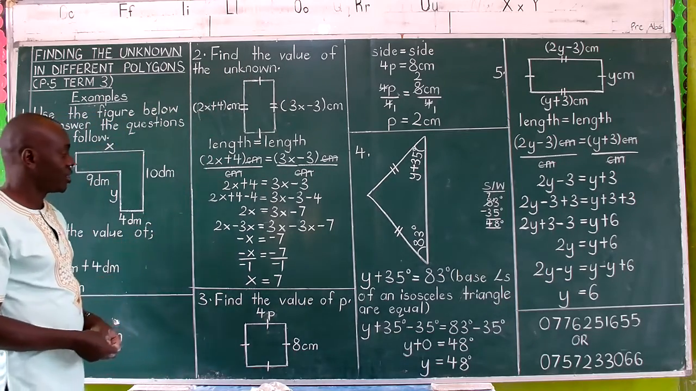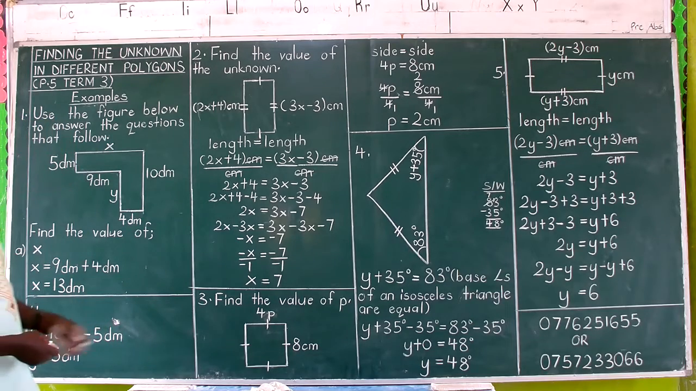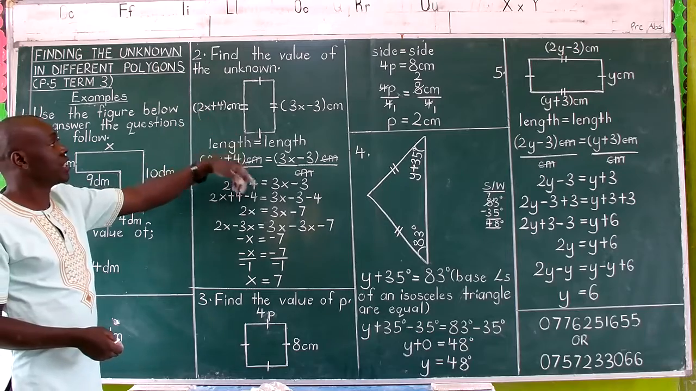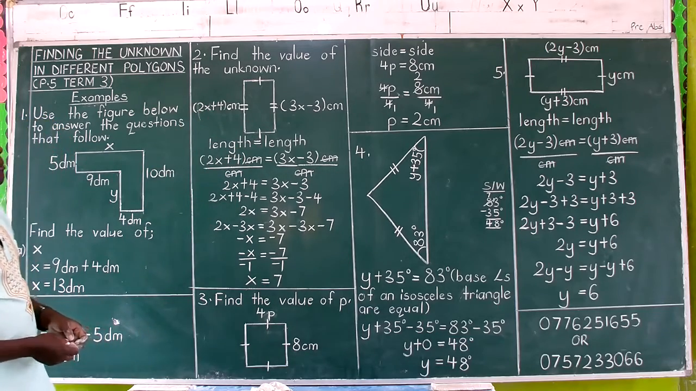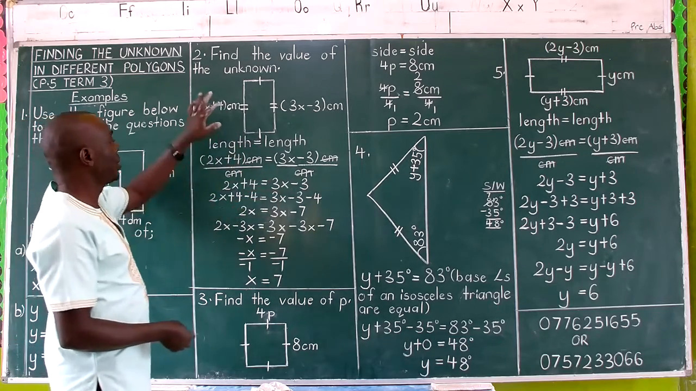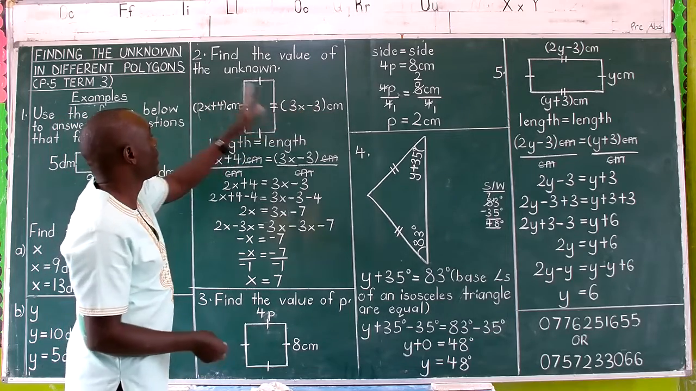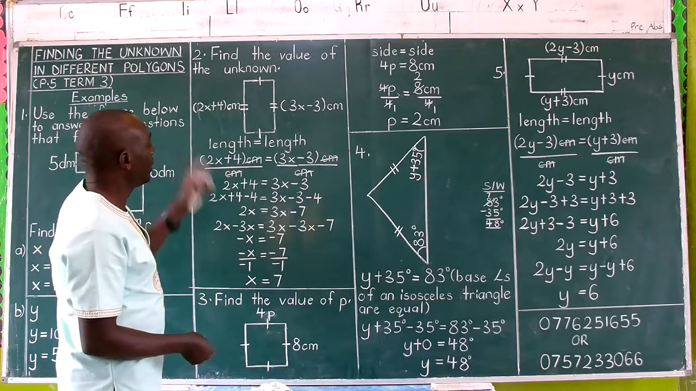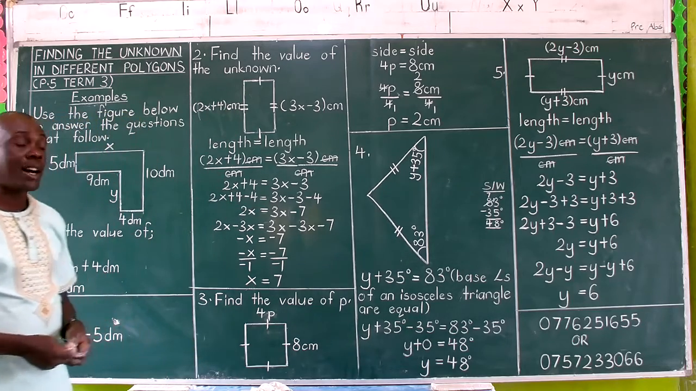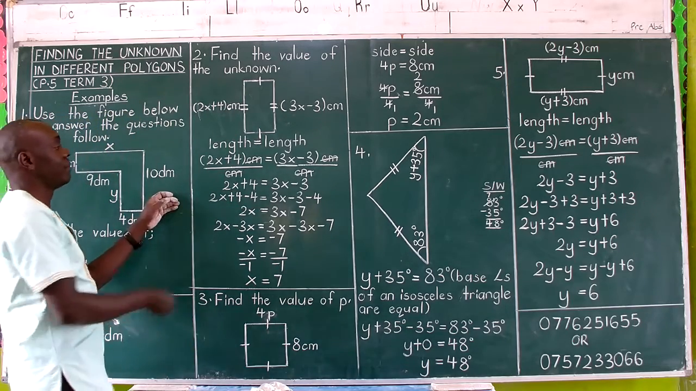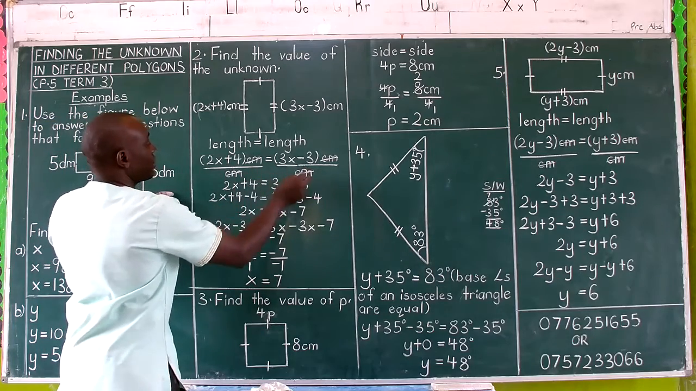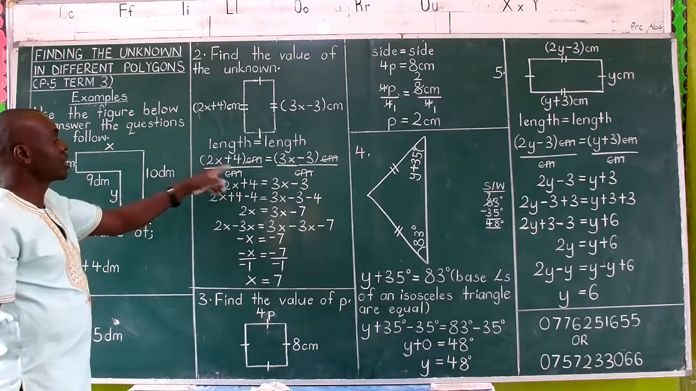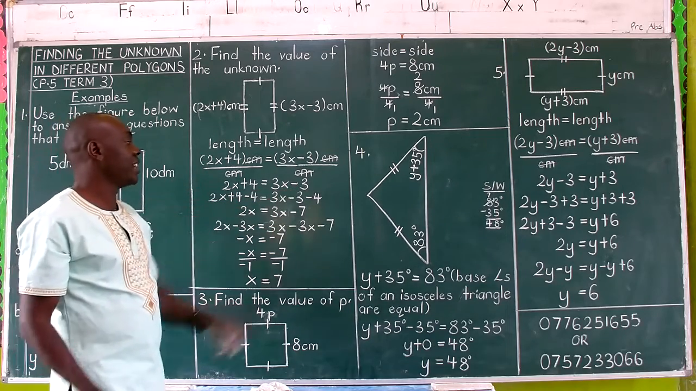So we start working out. We say length is equal to length. That is 2x plus 4 centimeters is equal to 3x minus 3 centimeters. You see the centimeters are enclosed in brackets, so that they are outside the brackets. If the centimeters are outside, we start by eliminating them. Divide either side by centimeters. So it comes to centimeter. Then remaining 2x plus 4 equals 3x minus 3.